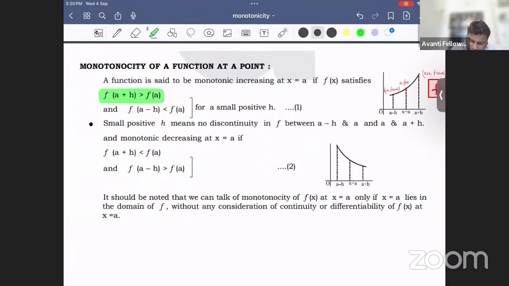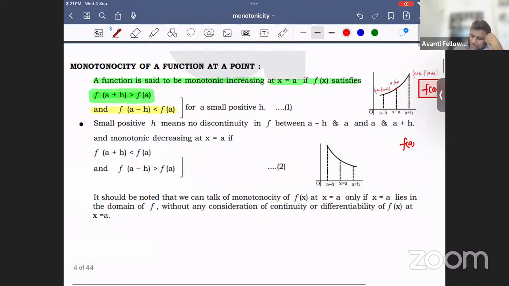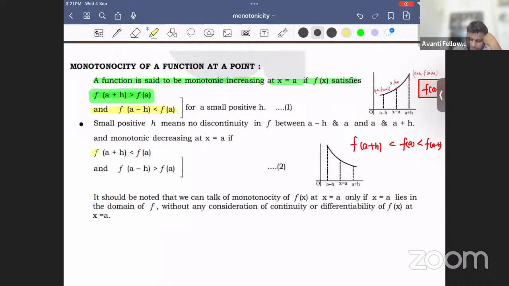So this is mentioned here also. A function is said to be monotonically increasing at x equals a if it satisfies that f(a plus h) is more than f(a) and f(a minus h) is less than f(a). Am I clear? Now, same thing for the decreasing function, but now f(a plus h) will be less than f(a), and f(a minus h) will be greater than f(a).